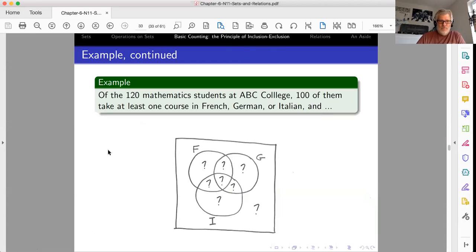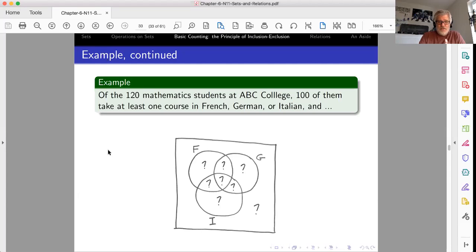So let's take a look at this. Here's a picture of what we're looking for. I've drawn a Venn diagram. The rectangle is your universe, or all mathematics students at ABC College. And we have 3 circles representing students who study French, German, and Italian respectively. I want to figure out how many students are in each of these regions where the question marks are.